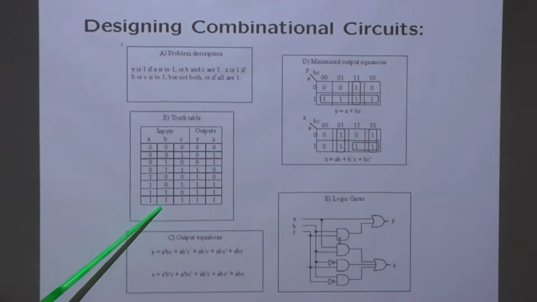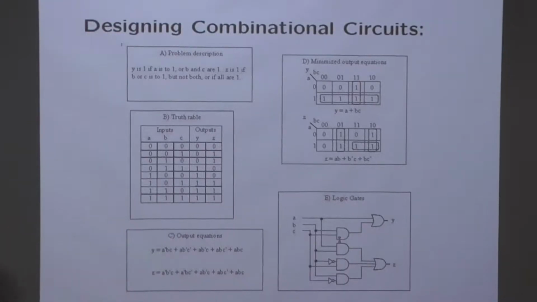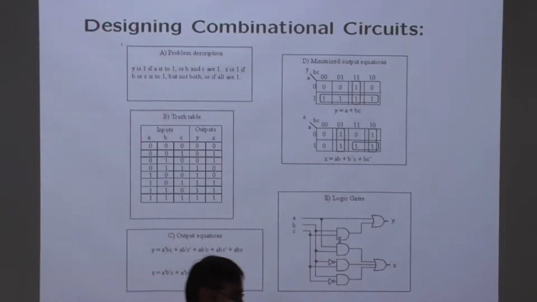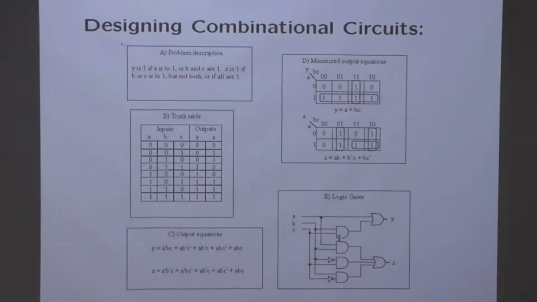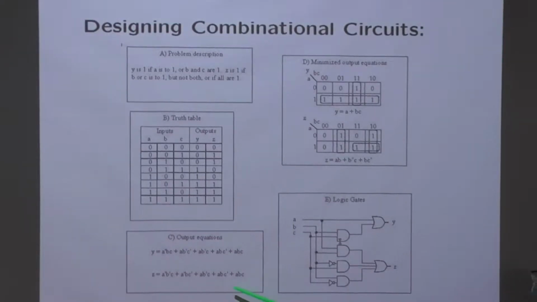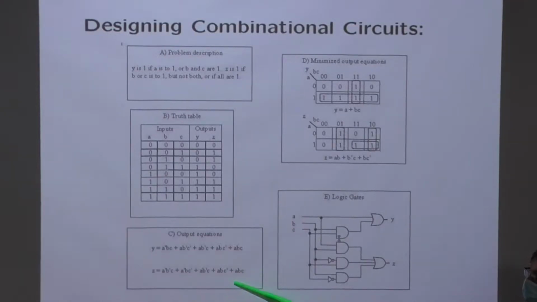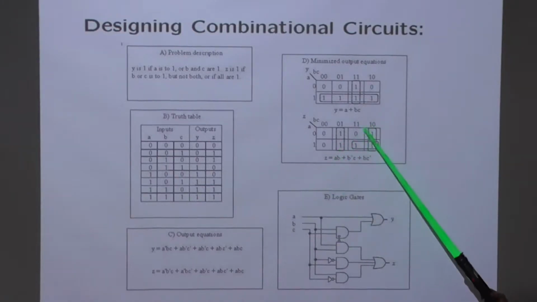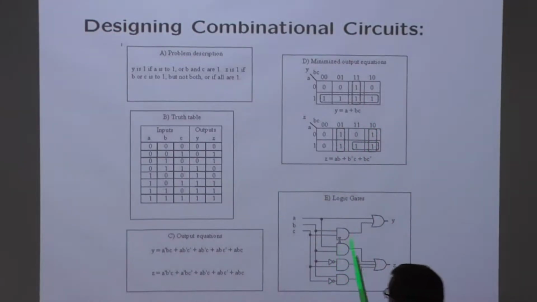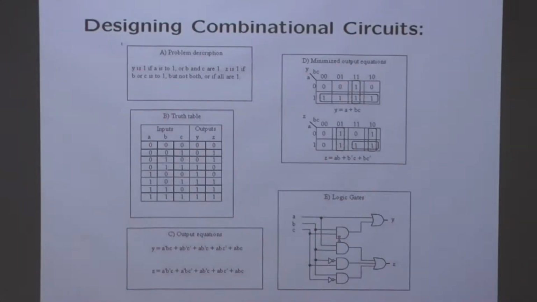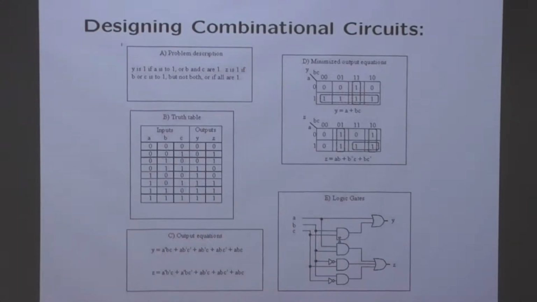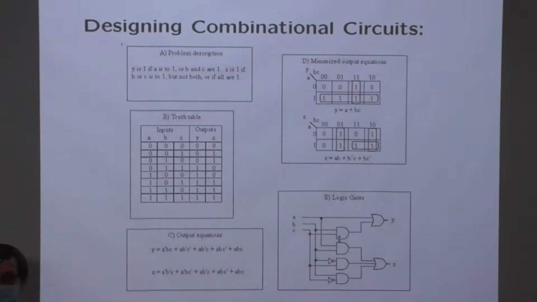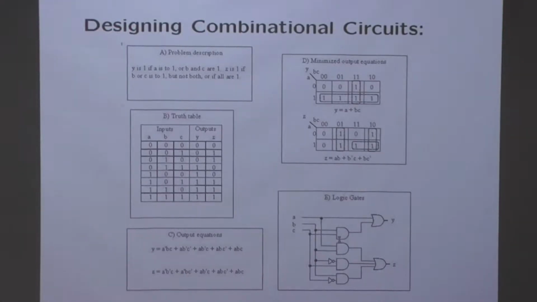So, once we have a truth table or similarly rigorous specification, we can derive from that output equations. From those output equations, we can minimize the output equations, possibly using Karnaugh maps. And from this minimized description, we can derive our actual logic circuits. Does that make sense? That's the whole process, sort of big picture.